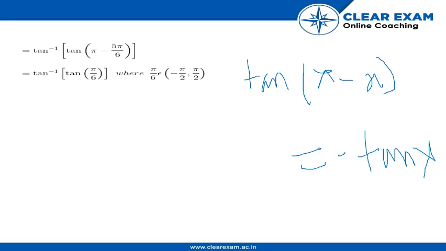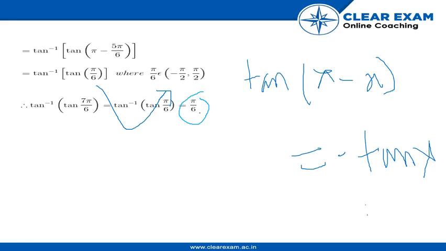Now we check whether pi by 6 lies in the range of tan inverse, I mean whether pi by 6 lies in the interval minus pi by 2 to pi by 2. Okay, we see that pi by 6 lies in the interval minus pi by 2 to pi by 2. Now we can directly apply the formula, that is tan inverse of tan x is equal to x, and we get our final answer as pi upon 6. So that's it.